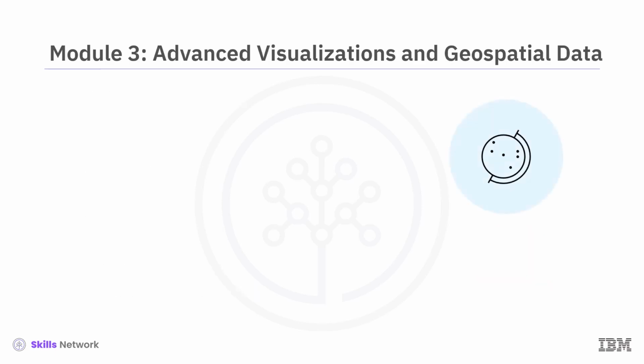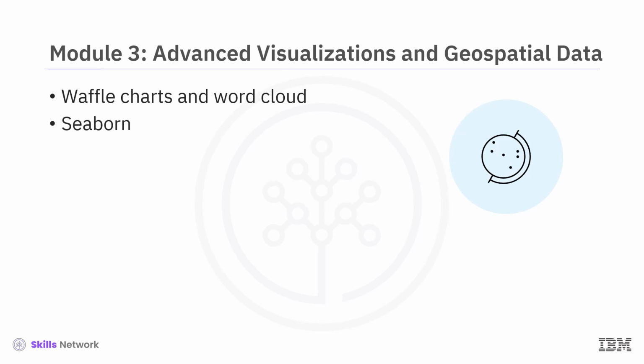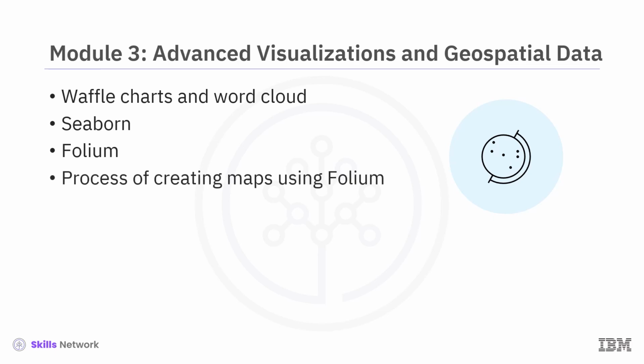In Module 3, you'll learn about waffle charts and word cloud. You will create regression plots using Seaborn, a new visualization library in Python. In addition, you'll learn about Folium, a data visualization library that visualizes geospatial data. Furthermore, you'll explore the process of creating maps using Folium and superimposing them with markers to make them interesting. Finally, you'll learn how to create a Choropleth map using Folium.